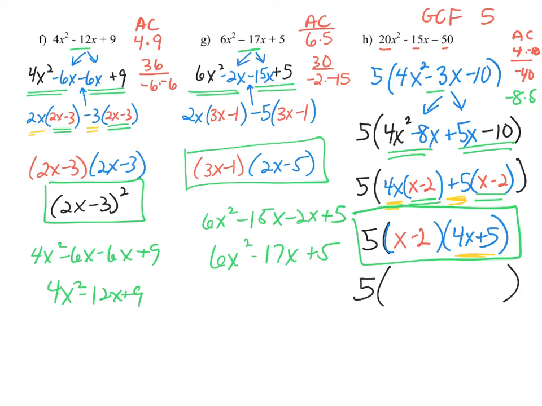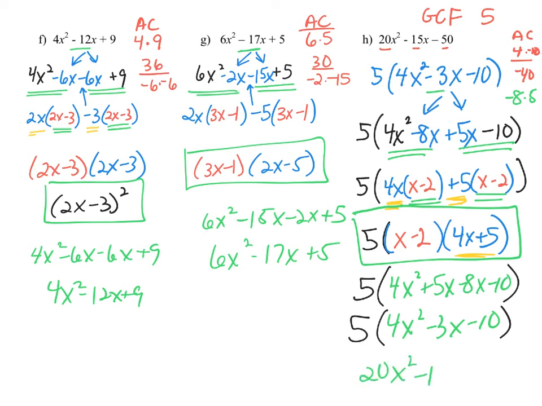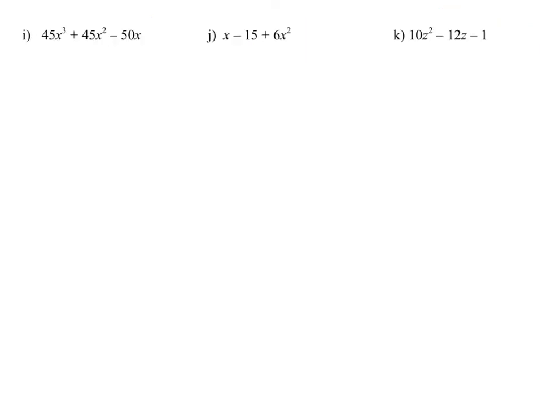The first, outer, inner, last is 4x squared plus 5x minus 8x minus 10. Combining the middle terms, you get 4x squared minus 3x minus 10. By distributing the 5, you get 20x squared minus 15x minus 50. That was our original problem, so we know that we have found the correct factors.